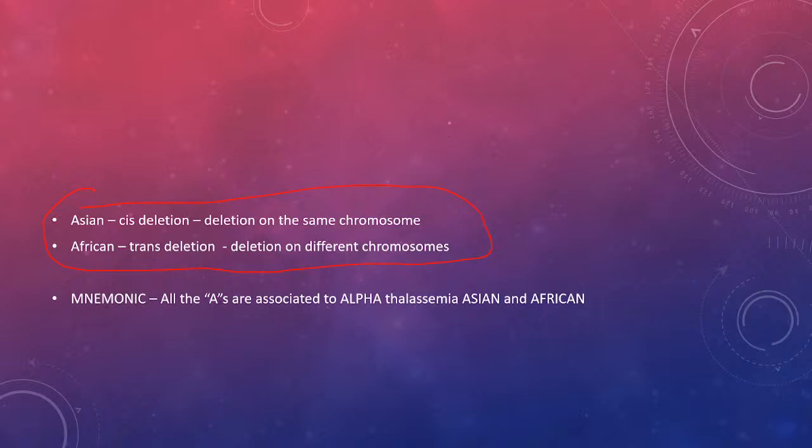I'll give you an example of this. So again, we have two alleles, all right? Okay, this is allele 1 and allele 2. So a cis deletion is deletion on the same chromosome. So for example, you have alpha thalassemia major and the deletion is here. You still have alpha genes here. Okay? Now, if you have a trans deletion, it would be something like this.